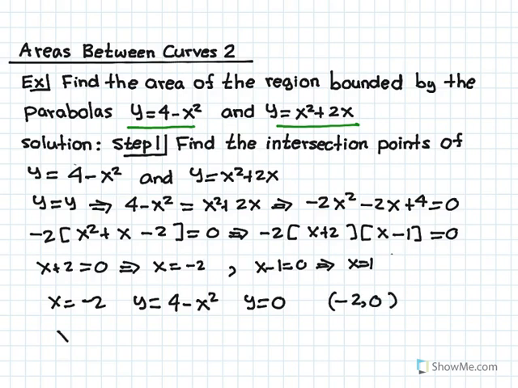And now let's put in x equals 1. Let's put it into, say, the other equation. It doesn't really matter which one you put it in because they're intersecting at that point. y equals x squared plus 2x, and that gives us y is equal to 1 plus 2 equals 3. So the other intersection point is 1 and 3.